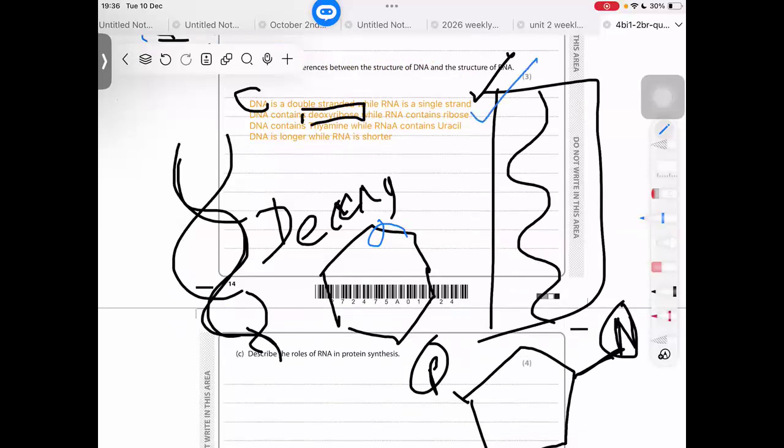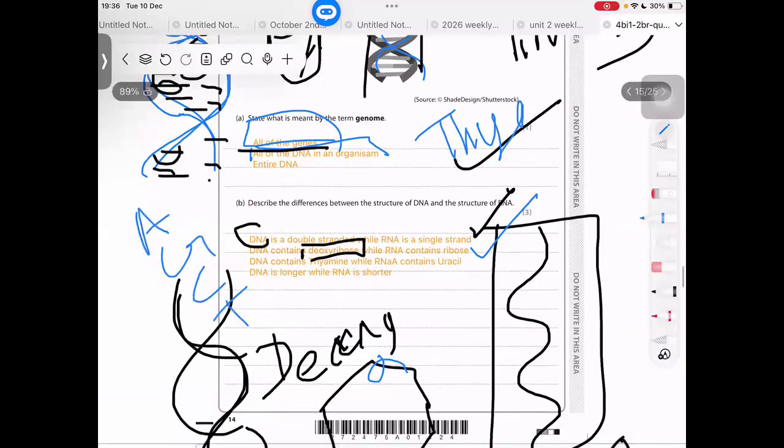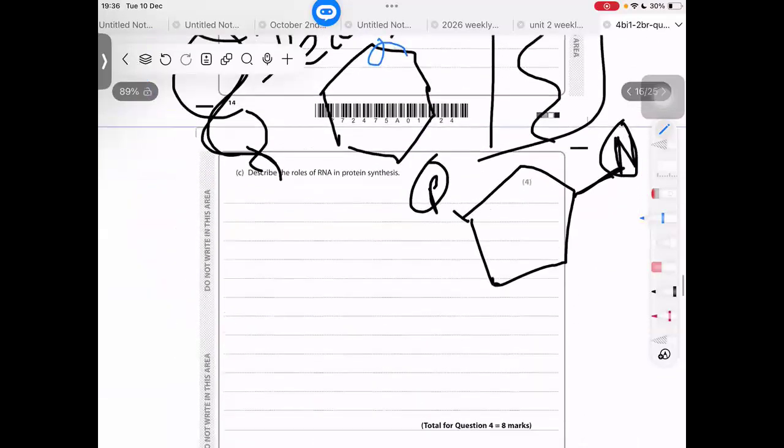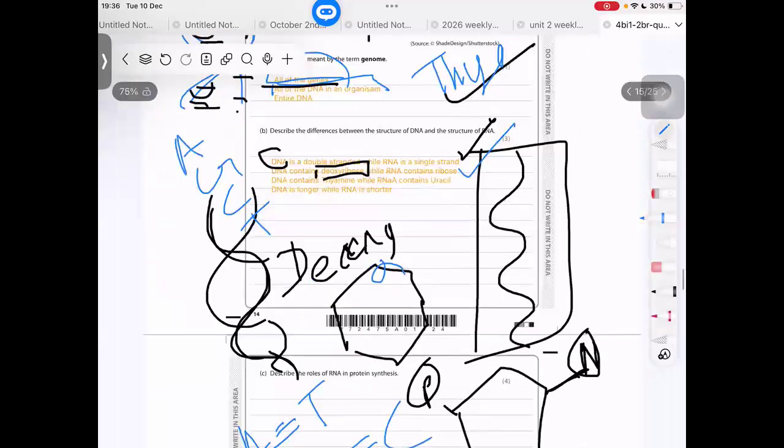DNA has adenine, guanine, cytosine, and thymine. There are 4 nitrogenous bases: adenine, guanine, cytosine, and thymine. Adenine forms 2 hydrogen bonds with thymine, and guanine forms 3 hydrogen bonds with cytosine.